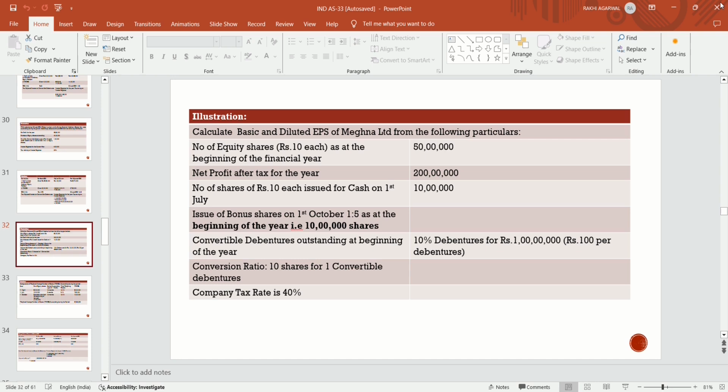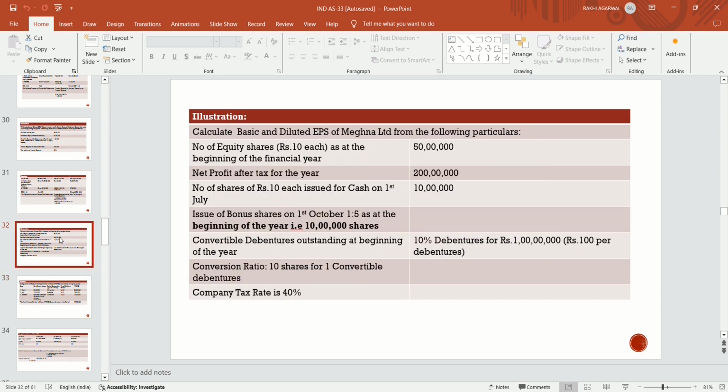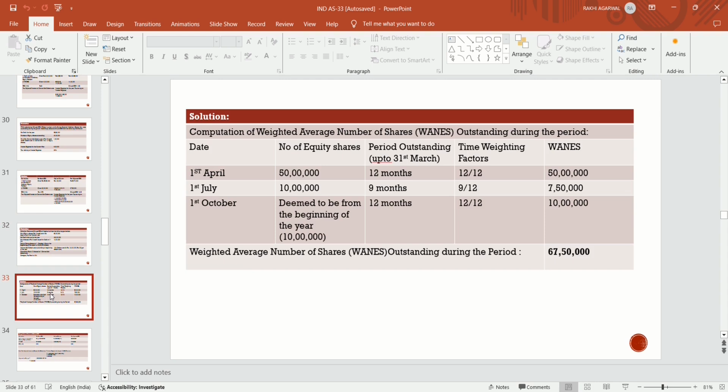So the number of debentures is rupees 1 crore at the value of rupees 100 per debenture. The conversion ratio is 10 shares for one convertible debenture. The company tax rate is 40%. Now you have to calculate the basic and diluted EPS of Meghna Limited. Firstly, you will calculate the weighted average number of shares outstanding during the period.